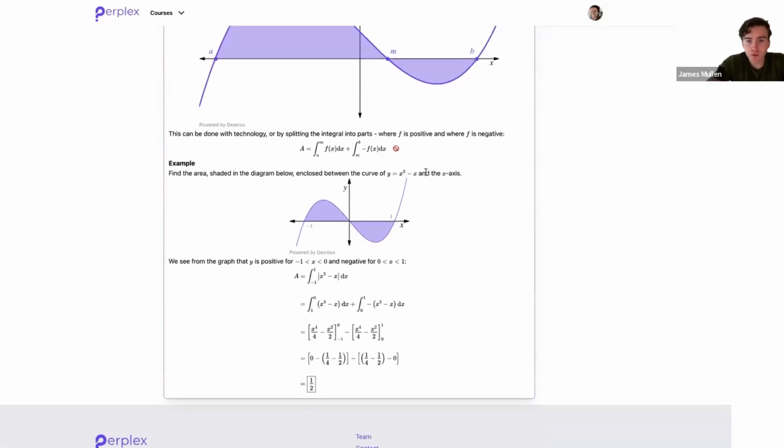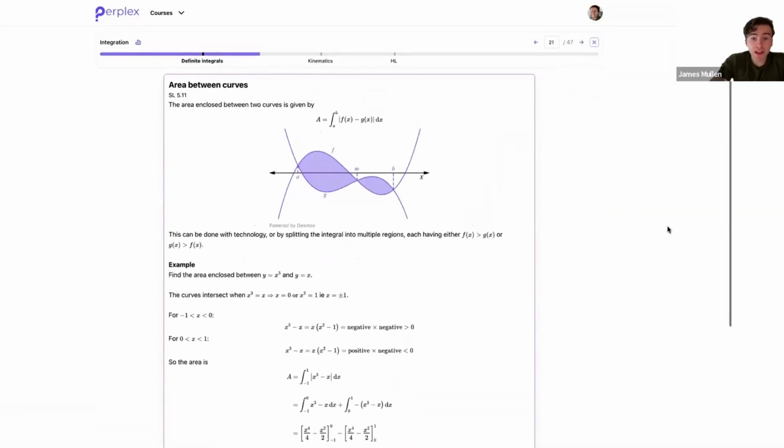If I have the curve x cubed minus x, it's going to be positive for -1 less than x less than 0, and then negative for 0 less than x less than 1. So I split it as the integral from -1 up to 0 of x cubed minus x, plus the integral from 0 up to 1 of negative (x cubed minus x), and if I do all of that, it leads me to the answer of 1 over 2.